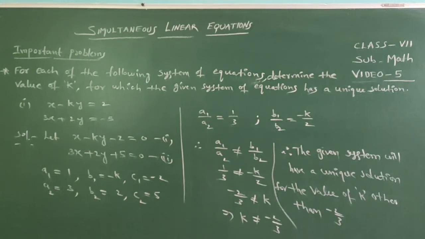So the given system of simultaneous linear equations will have a unique solution for any value of k other than minus 2 by 3. Except minus 2 by 3, for any other value, you will get a unique solution. Next.